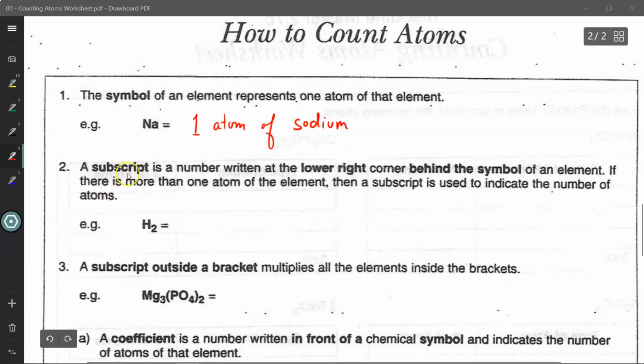On the other hand, a subscript is a number written in the lower right-hand corner behind the symbol of an element. If there's more than one atom of the element, then a subscript is used to indicate the number of atoms present. So here we have 2 atoms of hydrogen.